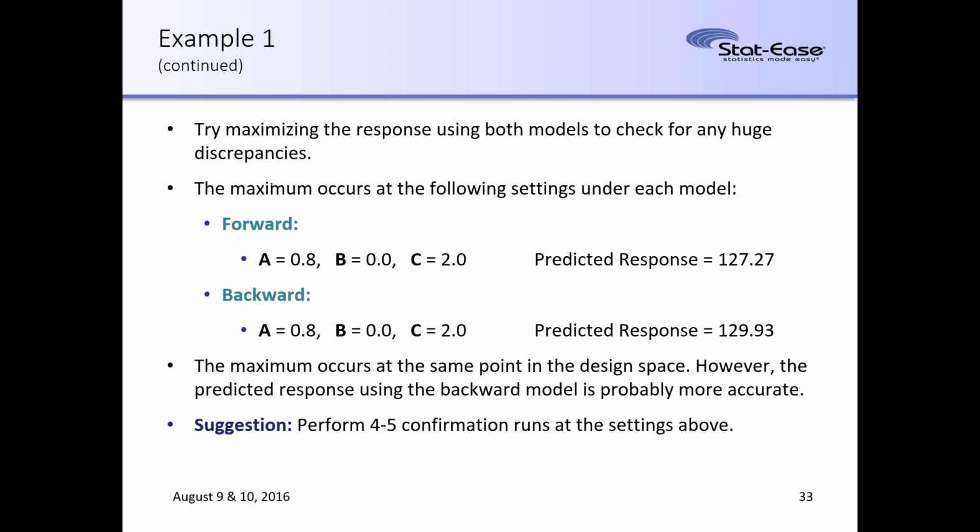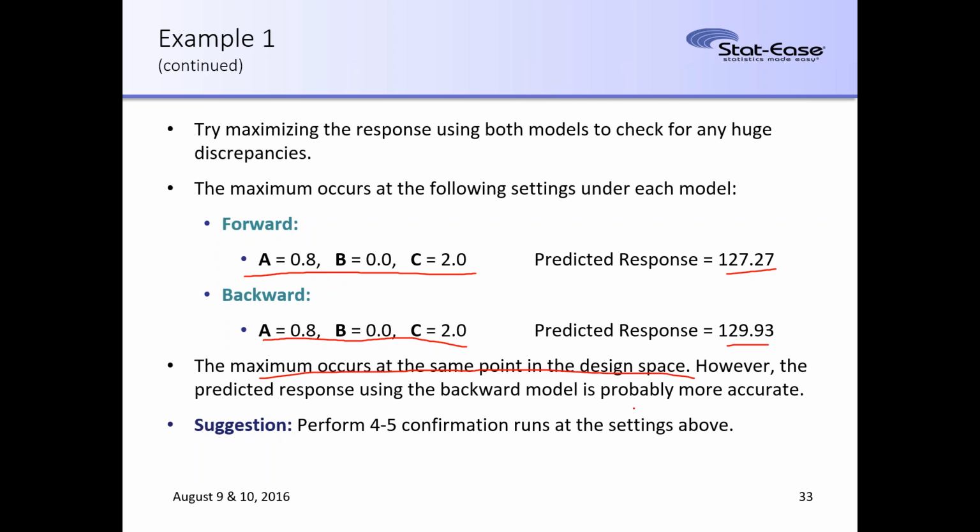Now what I'm going to do here is maximize the response using both the forward and the backward model. Turns out in this situation the maximum occurs at the same point in the design space, which makes me feel a little bit better. Hopefully the optimal points should occur at similar locations. However, notice that the forward model predicts a response of 127 and the backward model predicts a response of almost 130. So the maximum occurs at the same point in the design space.